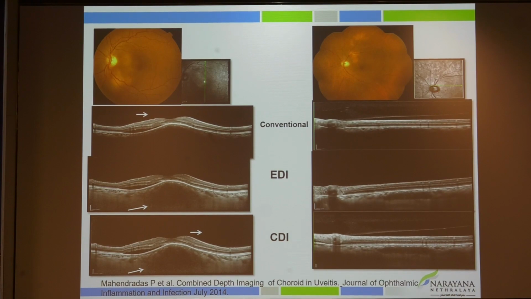Next, based on the morphology, we can differentiate TB from sarcoid. In TB, you can see the heterogeneous lobulated granuloma, whereas in sarcoid, they are homogeneous granuloma.